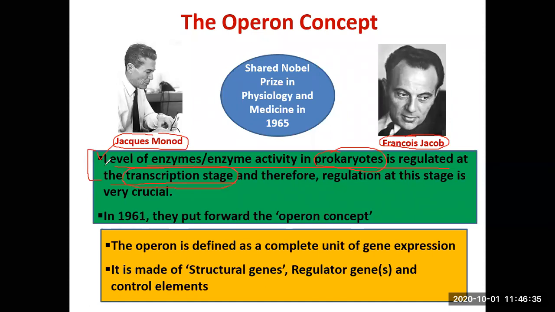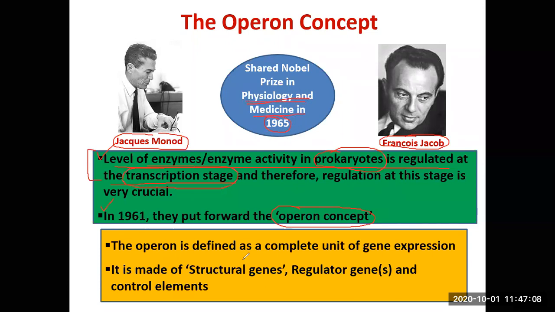So they put forward this particular hypothesis, that in prokaryotes the enzymes or their activity are regulated at the level of transcription. And in 1961, based on these observations, they put forward what is called the operon concept. And for this path-breaking concept, in 1965, they were awarded the most coveted Nobel Prize in Physiology and Medicine.